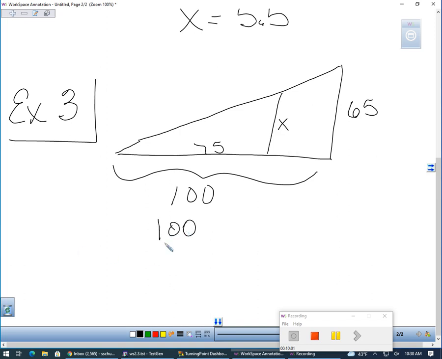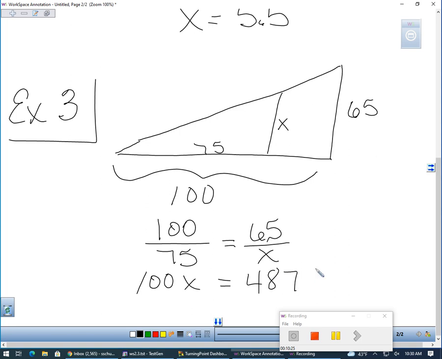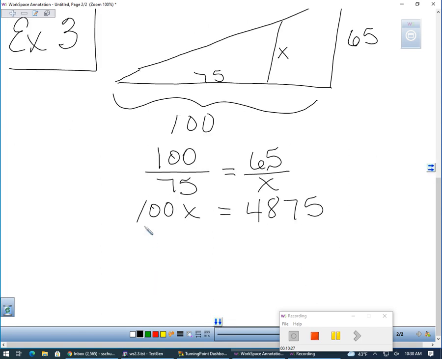100 over 75. Equals. What's the other one going to be? 65 over x. So now we cross multiply. x times 100 is 100x equals 75 times 65. What was it again, Libby? Okay. Thank you. And then what do we do? Divide by 100. So x equals 48.75.